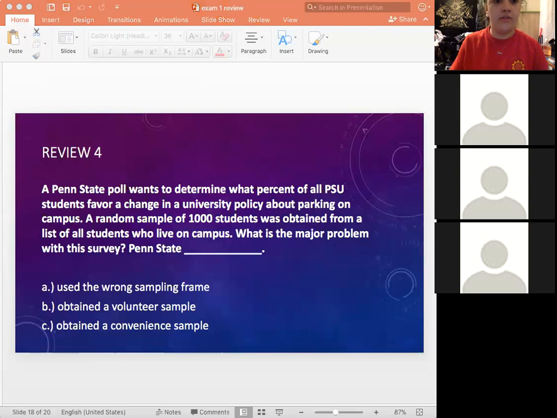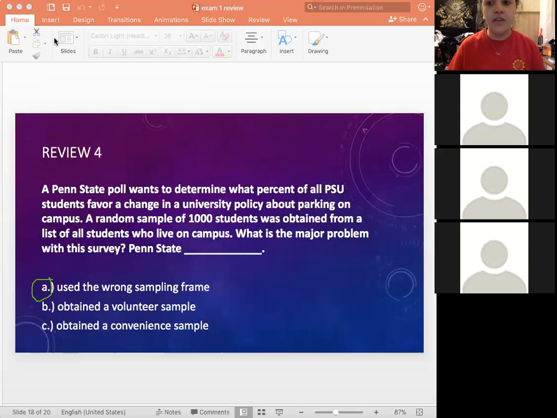Okay, so for this one, the answer is A, so good job. So when we're talking about this, if you think about it, this poll excluded all the students who live off campus, commute to class, because it's only talking about the people who live on campus, but there's so many other students, obviously.